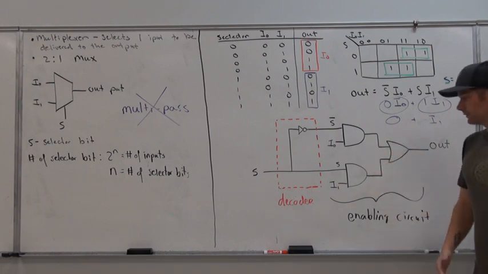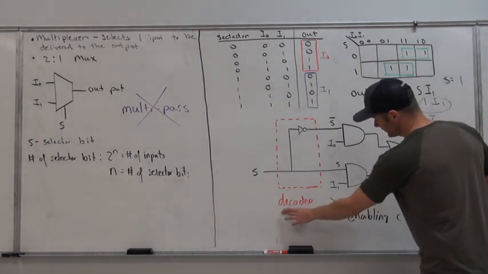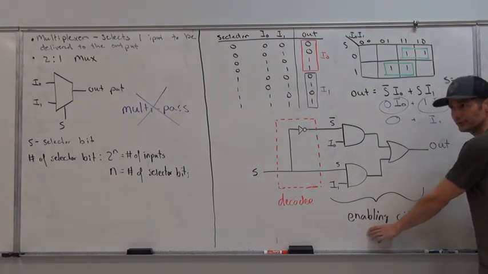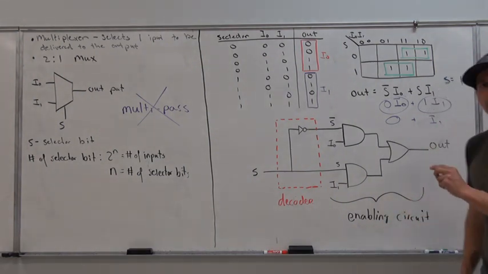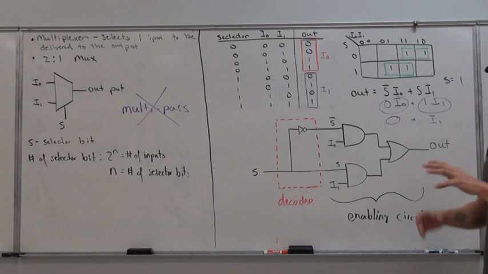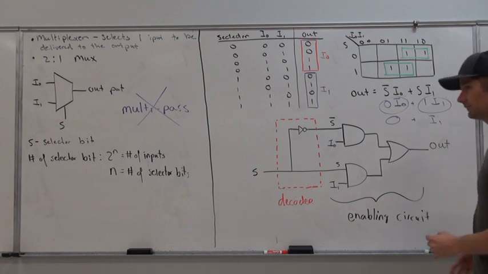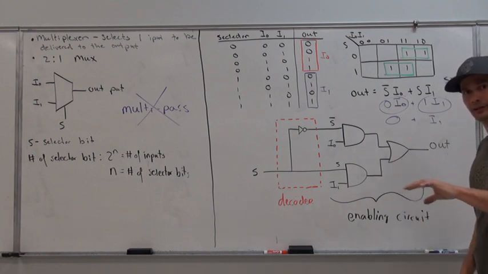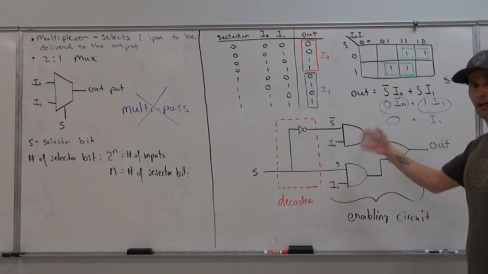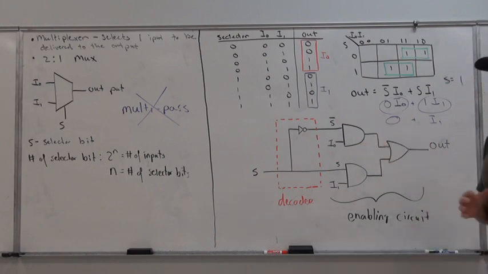And then we can actually basically design a decoding circuit and then an enabling circuit. The 4-to-1 multiplexer, which is what we're going to look at right now, is just a little bit different in terms of the schematic design, but essentially the exact same function. We're just going to draw it a little bit differently.